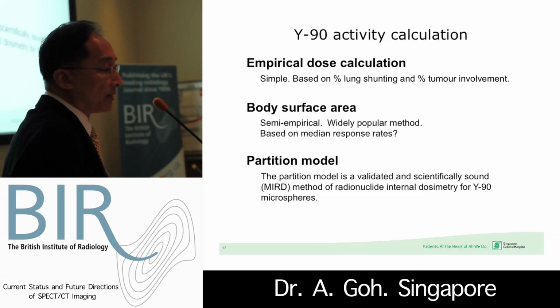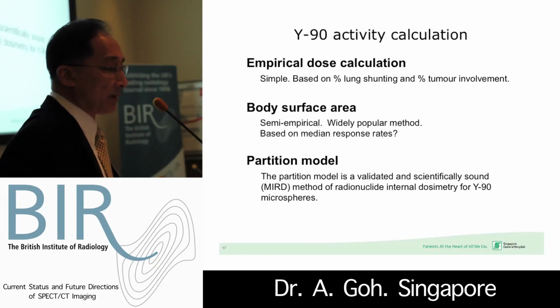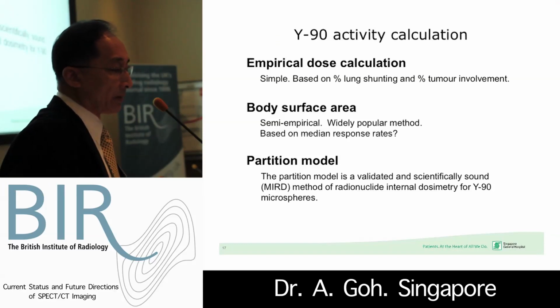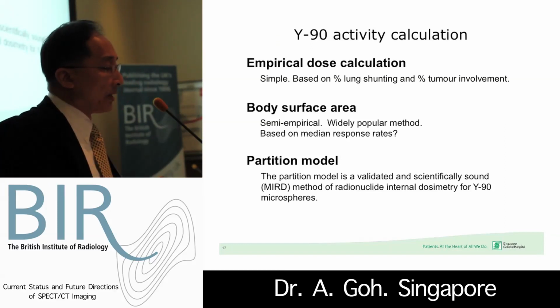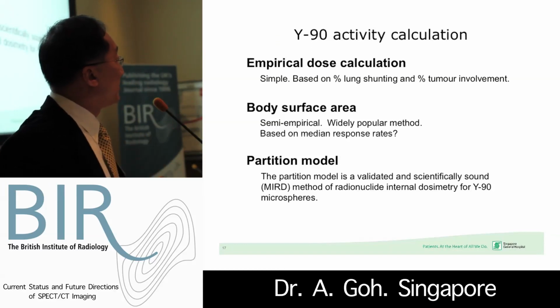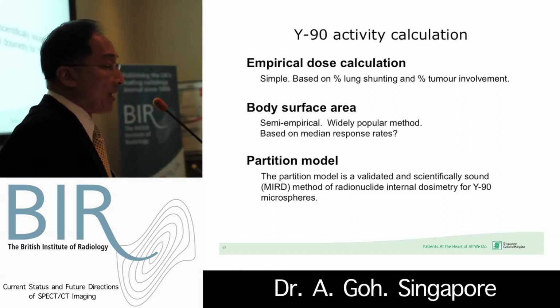The partition model is the most scientific method. It's validated based upon MIRD principles of radionuclide internal dosimetry, and it's called a partition model because there are three compartments: the tumor, the non-tumorous liver, and the lung.